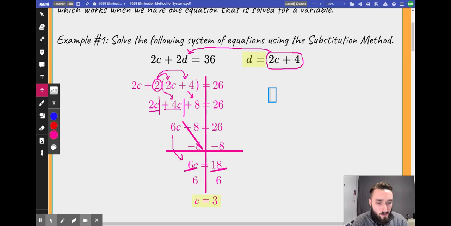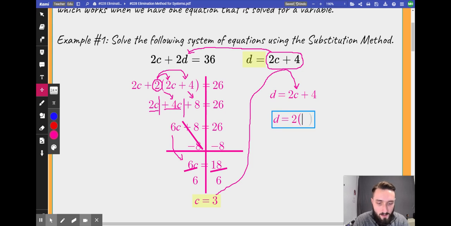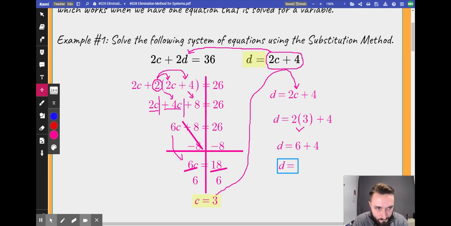Well, d is equal to, I'm going to rewrite this, because d is equal to 2 times the c plus 4. And we know what the c is. The c is 3. We just figured that out. So again, I'm substituting a 3 in for c, and I'm simplifying this using my order of operations in order to find what d is. So I'm multiplying first. That gives me a 6, and then 6 plus 4 will give me 10. So I found d and I found c.